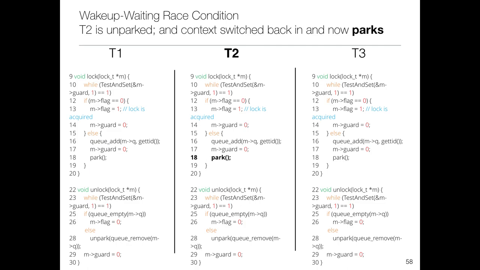So now there is no corresponding unpark left because this particular thread has already been removed from the queue and this particular unpark had been called. So this will now sleep indefinitely. What could be a solution to this? If you do park before the guard is released, is that good? Why is that bad? Guard will never be released, because you have slept, right?